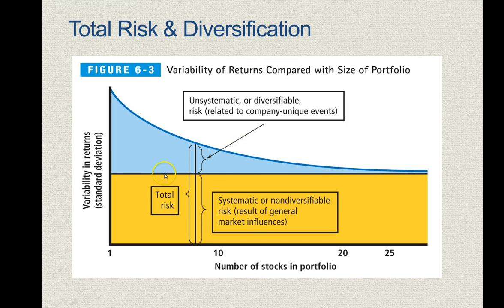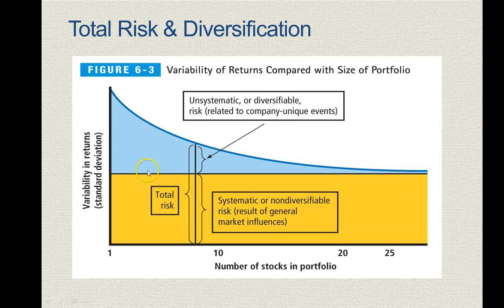But look at this bottom straight line. This straight line measures the bottom of this curve. The curve can approach this line, but can never go below it. And this is the line which measures the systematic risk, because no matter how diversified your portfolio is, there's always some type of risk which cannot be diversified away. And that's the systematic risk.